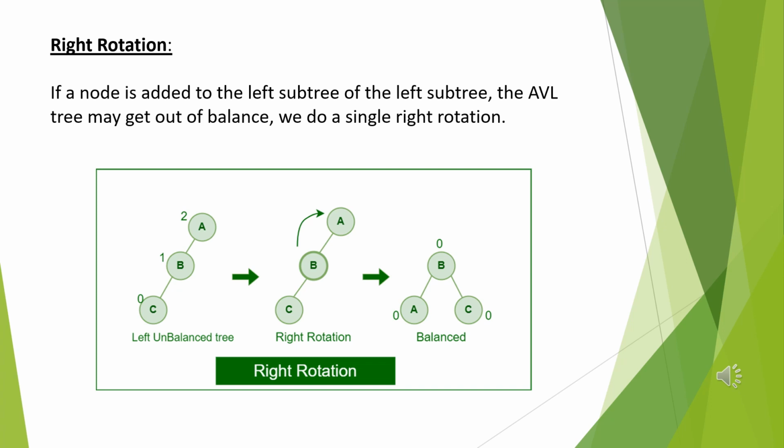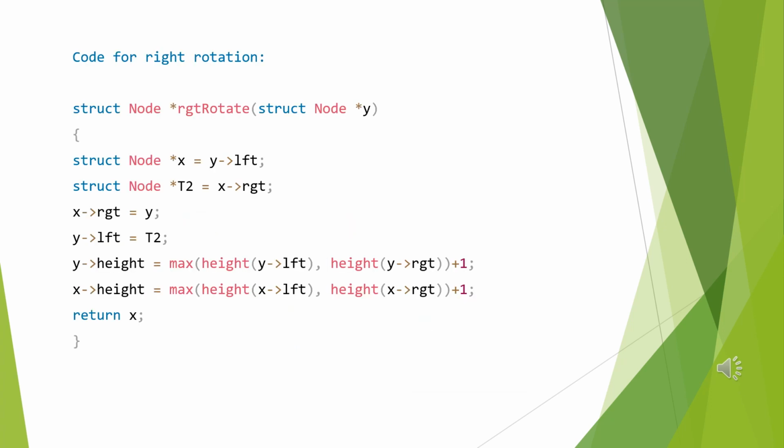In the following slide, we perform right rotation. Here, the balancing factor of A is 2 because the left subtree has height 2 and the right subtree has height 0. Now, we perform right rotation to make the balancing factors for A, B, and C to 0. Here is the code to perform the right rotation operation.